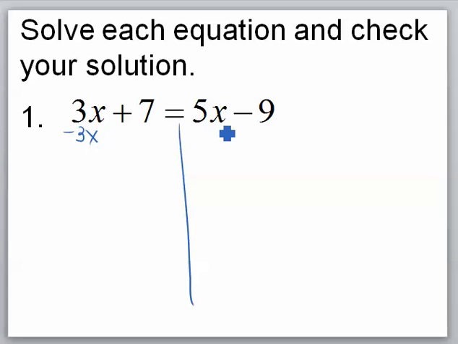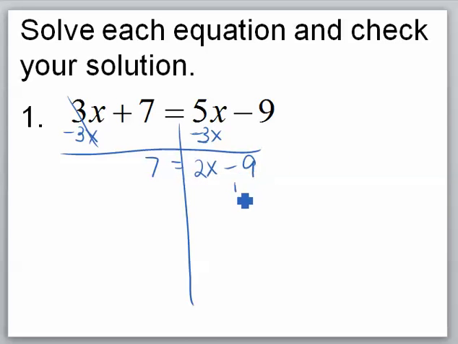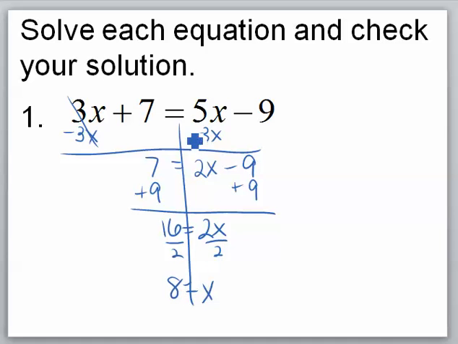Why do I like to do that? Well, it keeps more things with positive answers. So I end up getting 7 equals 5 minus 3, which is 2x, minus 9. Then I get rid of my minus 9 by adding 9 to both sides. I get 2x equals 16, and then I can divide by 2 on both sides, and I get x is 8. Again, on all of these problems, you can check your solution, so you can plug 8 into both the x's. This one, 5 times 8 is 40. 40 minus 9 is 31. On this side, I've got 3 times 8 is 24. 24 plus 7 is also 31, so I have the correct solution.